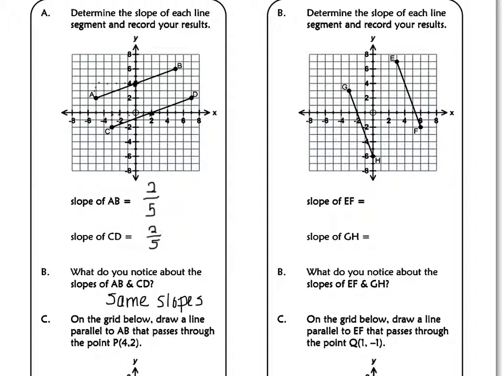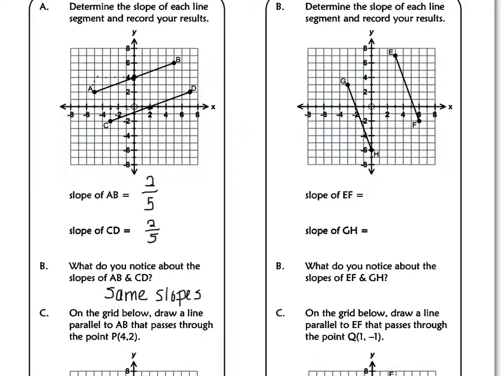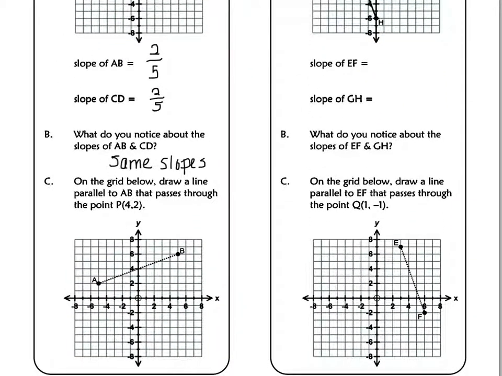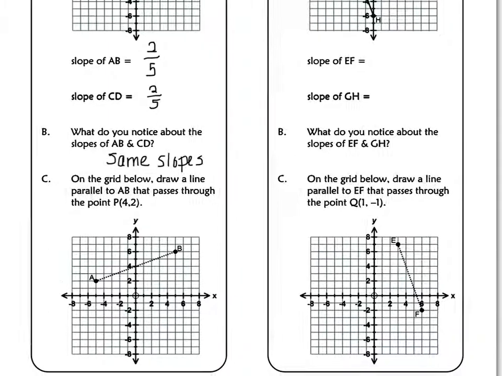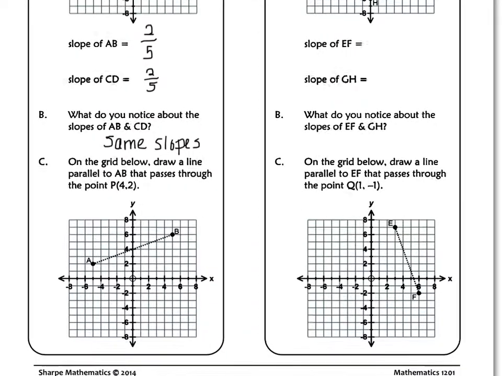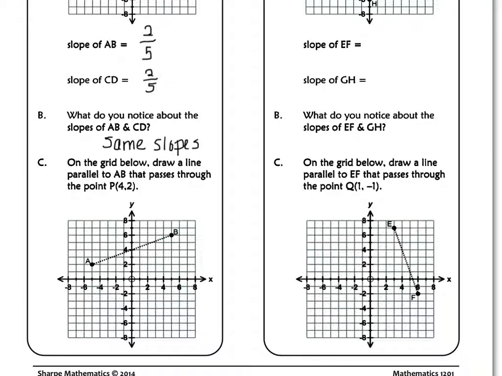And it says on the grid below, draw a line parallel to AB that passes through the point (4, 2). So based on our little example there, we can assume that parallel lines have the same slope. So we find the point (4, 2) first. (4, 2) would be right here at this point. And then the slope would have to be the same, of course, as the slopes of AB and CD, which are 2 over 5.